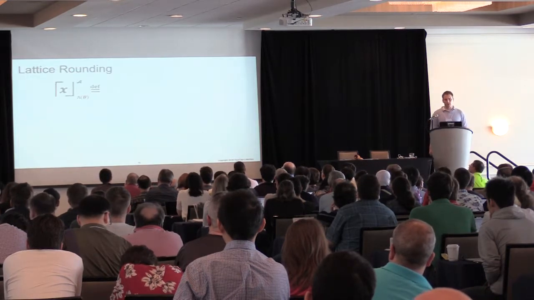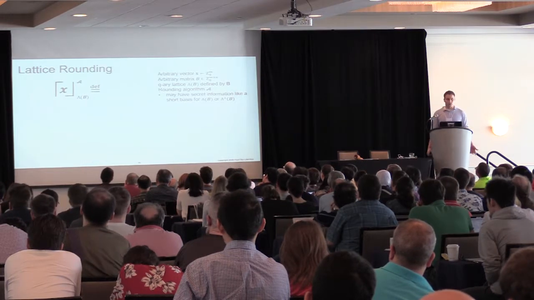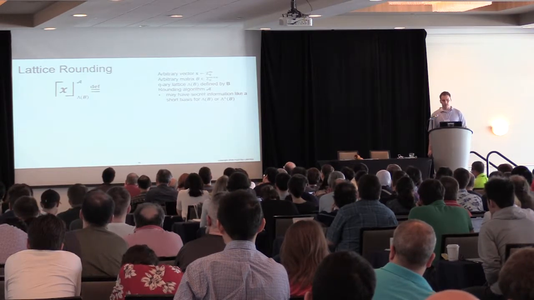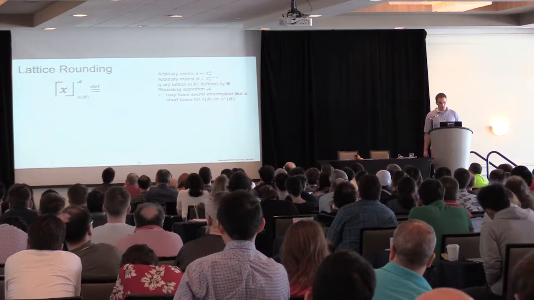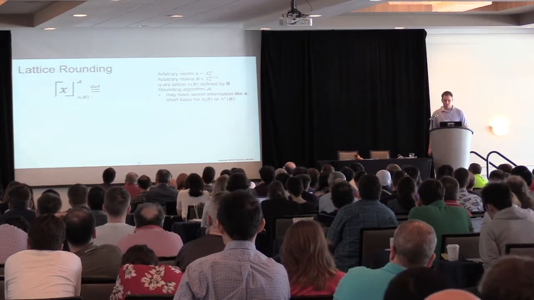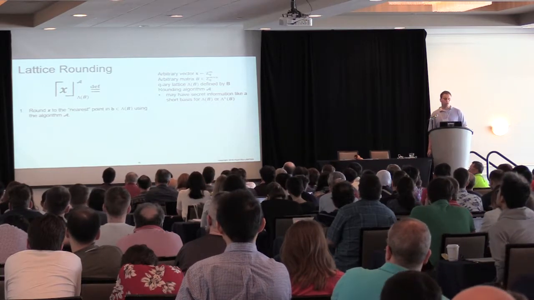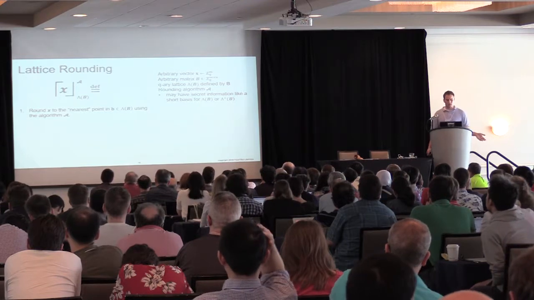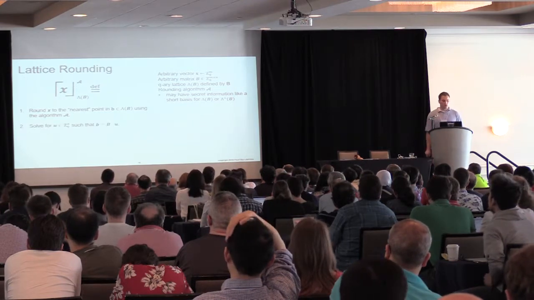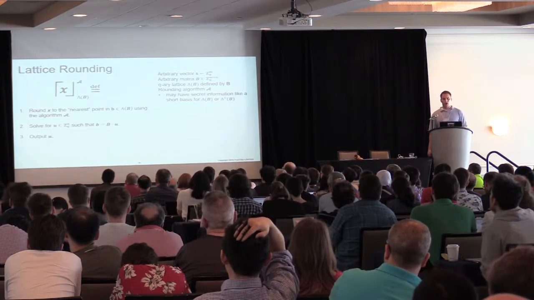So more precisely, I'm going to define lattice rounding in this way. It's going to take a vector x in the right dimension, a matrix B, a lattice Λ(B) defined by B, and a rounding algorithm that may have secret information. And it's going to proceed as follows. So we're going to round x to the nearest point. We're going to solve for u such that little b equals big B times u, and then we're going to output u.